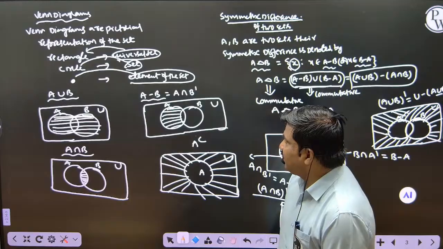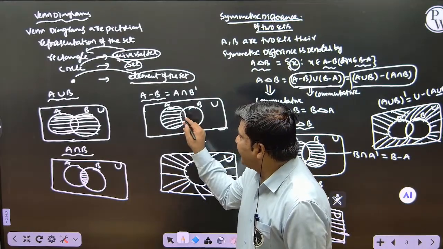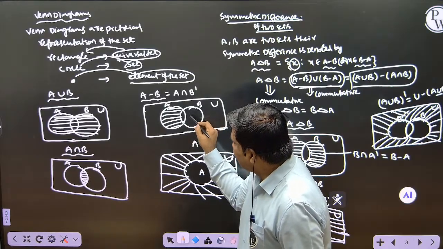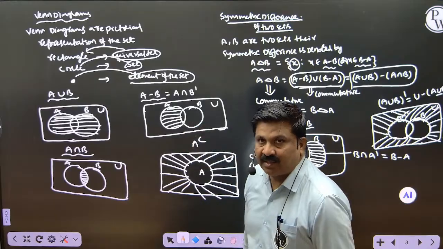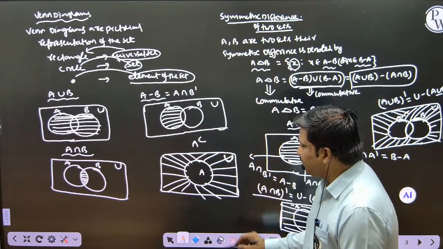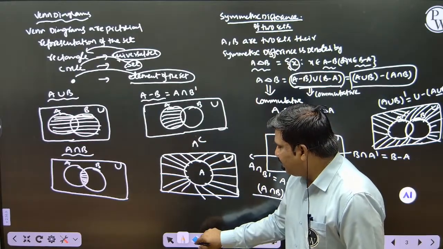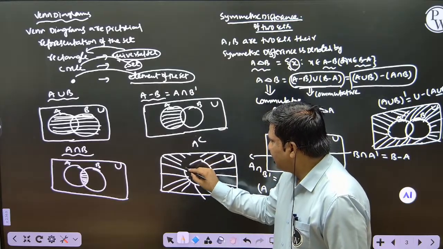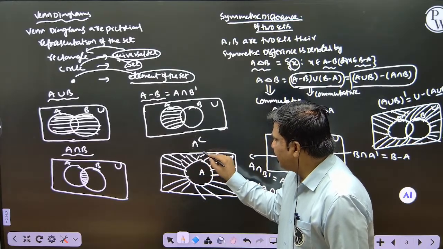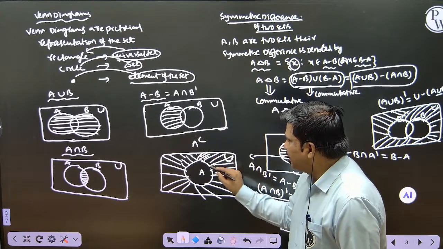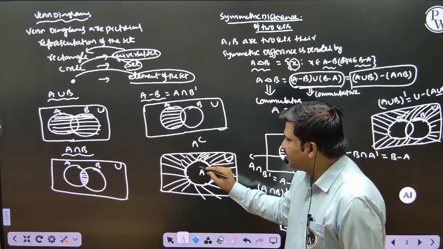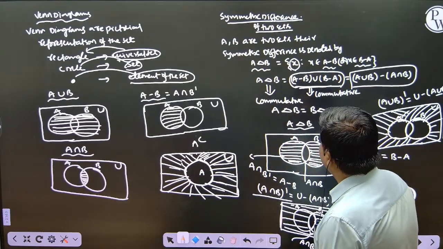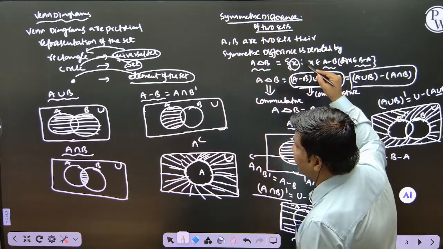A minus B means what? It is a part of A but not B. So only this part I have to shade. A complement means what? But this is A complement. A complement means other than set A. So this is set A. Other than set A gives this shaded part. This total shaded part. Next I discuss the symmetric difference of two sets.